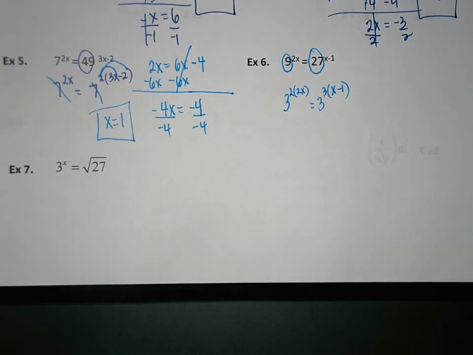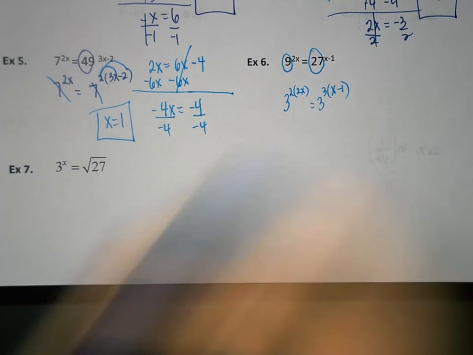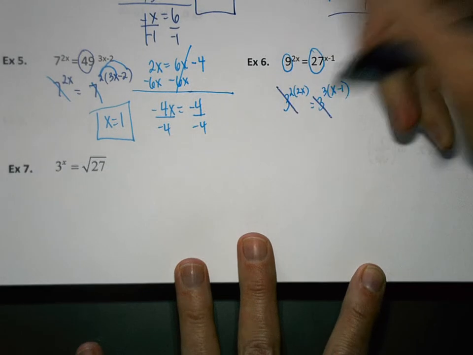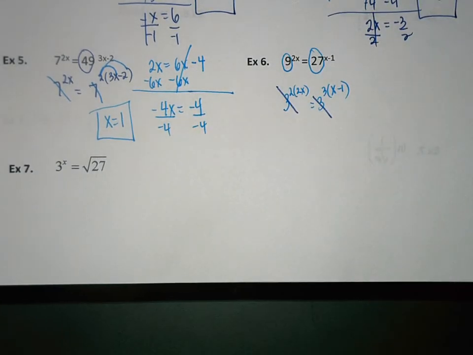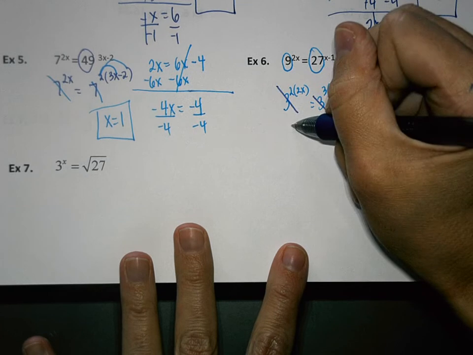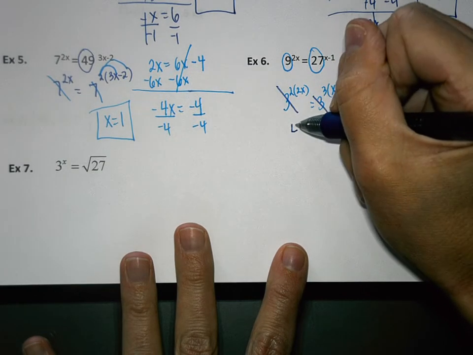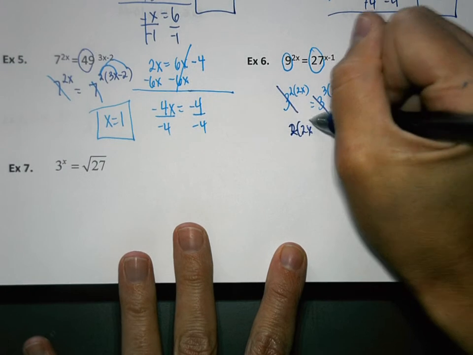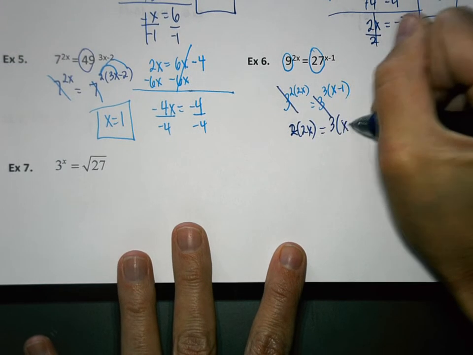At this point, what would you do now? So this first stick, can you please tell me what you would do now? Jonathan? Cancel the 3's. Perfect. Okay, next step. What would I do, Andy? You would make 2 times 2x equal to 3 times x minus 1. Perfect. So 2 times 2x equals 3 times x minus 1.